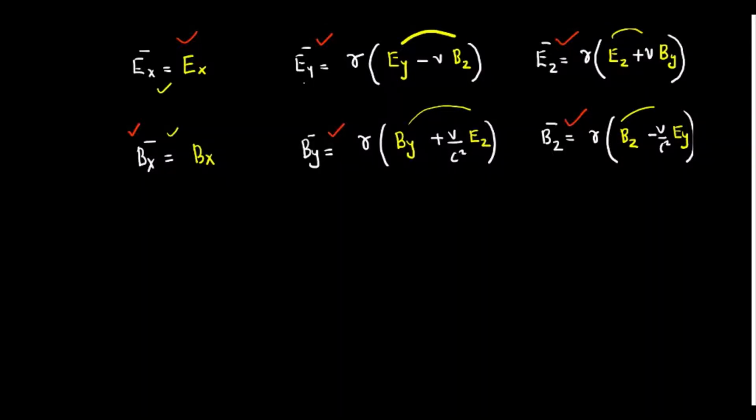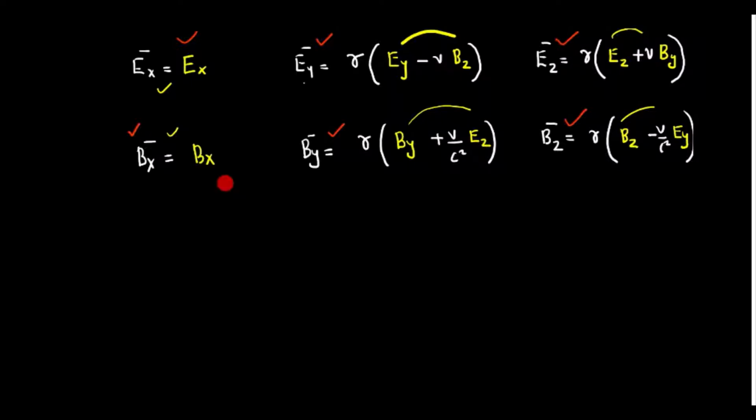Okay, so welcome to the third lecture of Relativistic Electrodynamics. In the last class, we reached the six transformations of the components of both electric and magnetic fields. We have Ex bar equal to Ex, Bx bar equal to Bx, and Ey bar, By bar as well as Ez bar, Bz bar, having the components of both electric and magnetic fields.